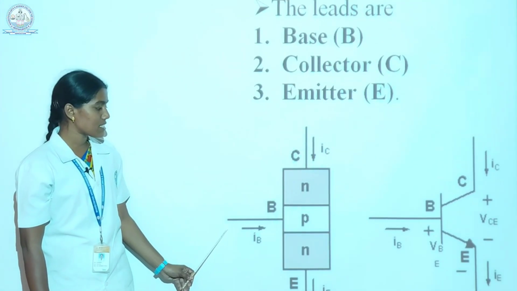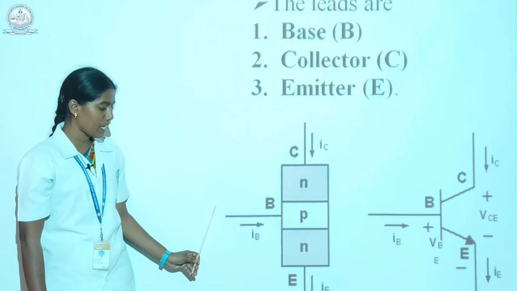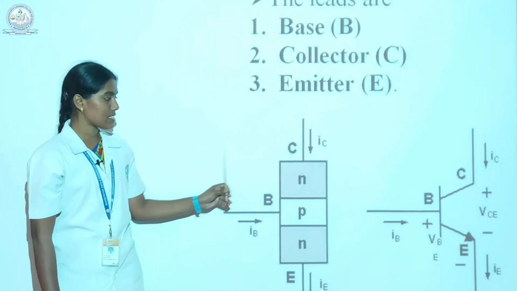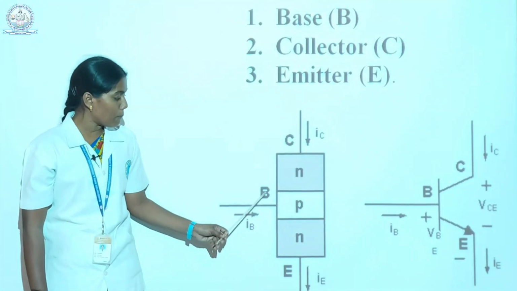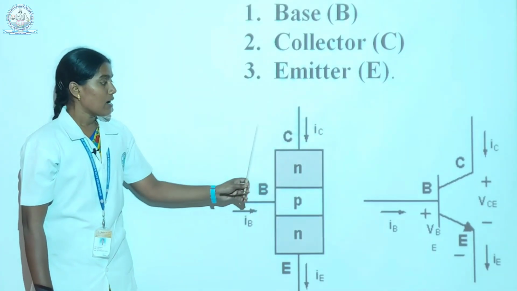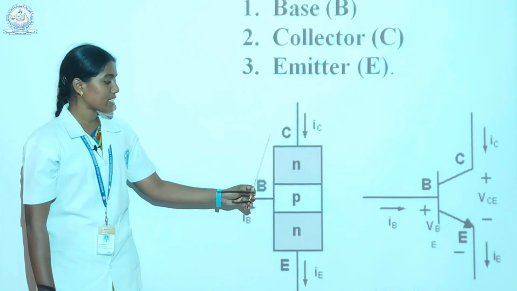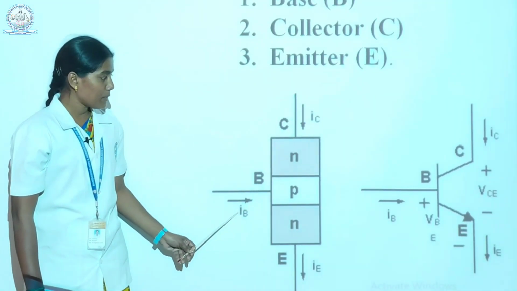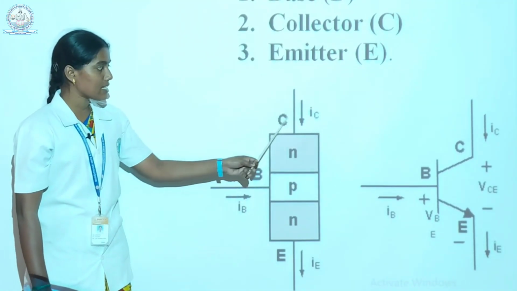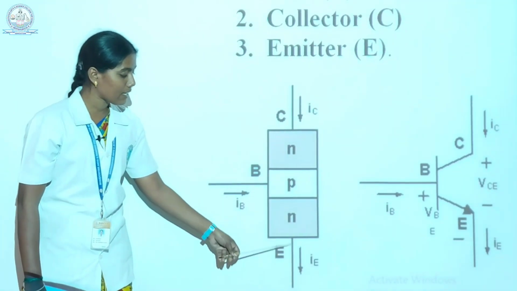So the representations: B refers to the base, E is the emitter and C is the collector. The emitter is a highly doped terminal, the base is a slightly doped terminal, and the collector is intermediate between highly and lightly doped terminals. IB refers to the base current, IC refers to the collector current, and IE refers to the emitter current.